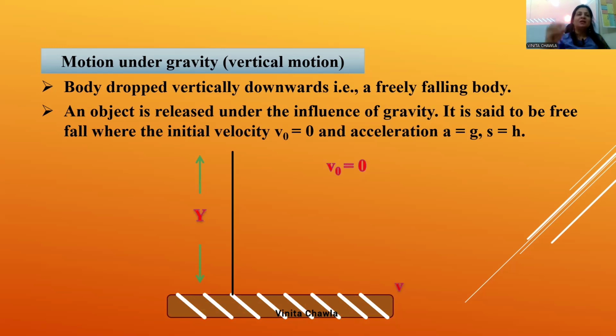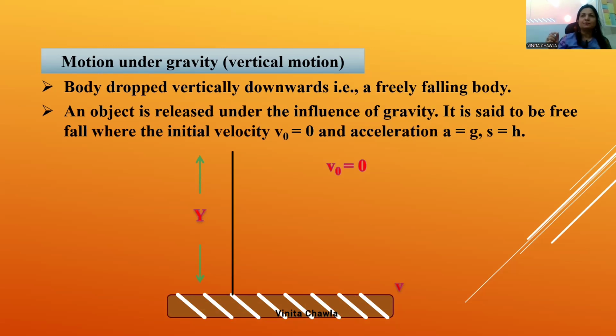Okay, so when we release the object from a certain height, its initial velocity is 0, and the velocity of the object increases as it moves towards the Earth's surface, and it strikes the ground with maximum velocity. So here in this case, acceleration is the acceleration due to gravity, and its value is 9.8 meter per second square.